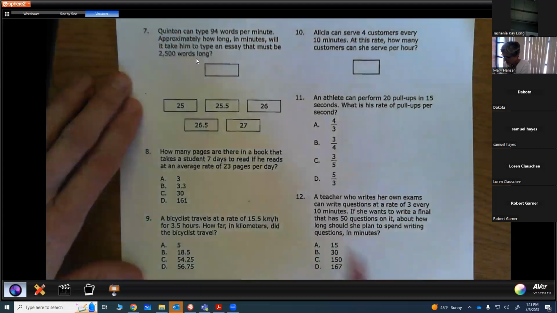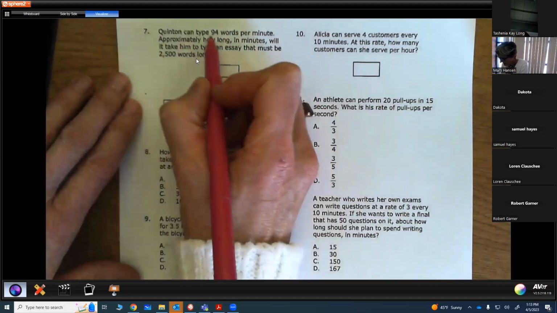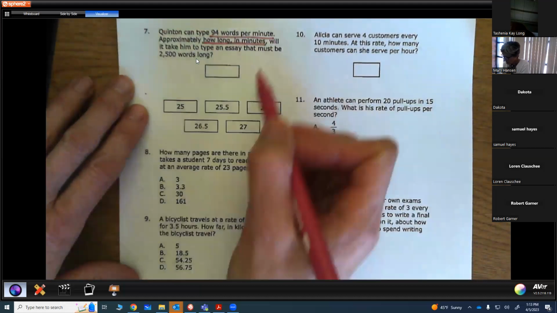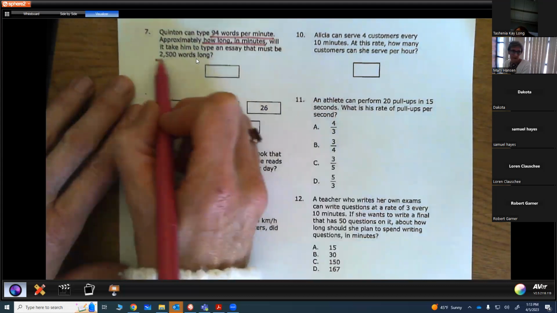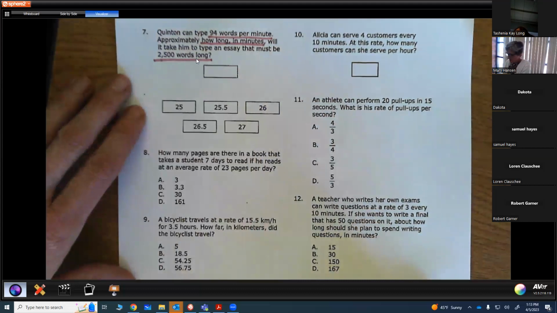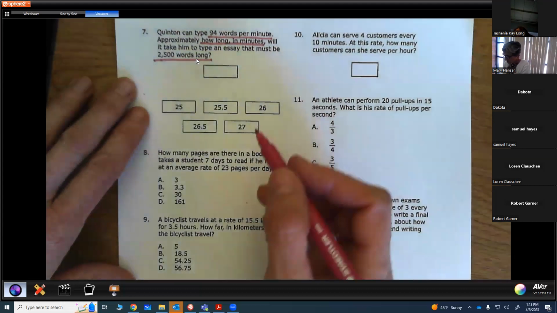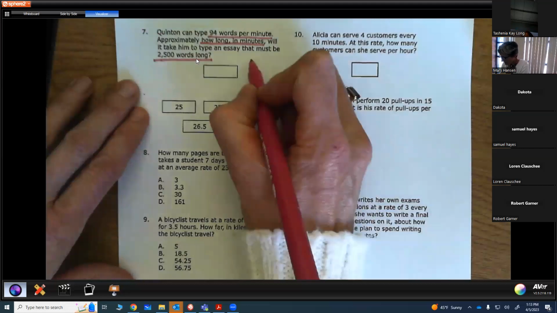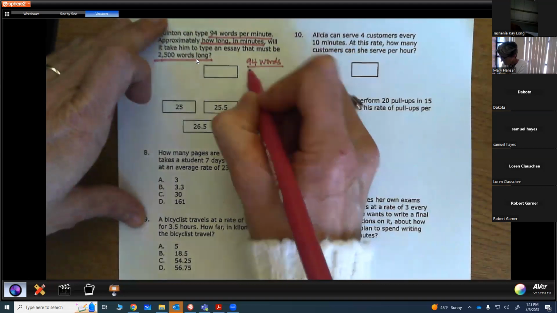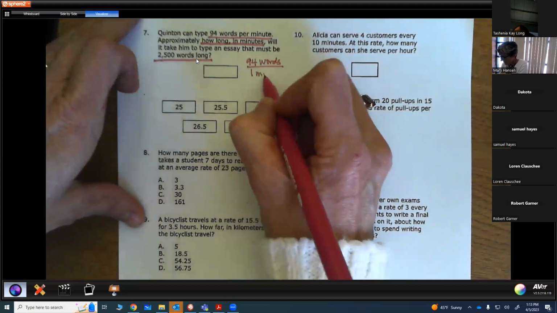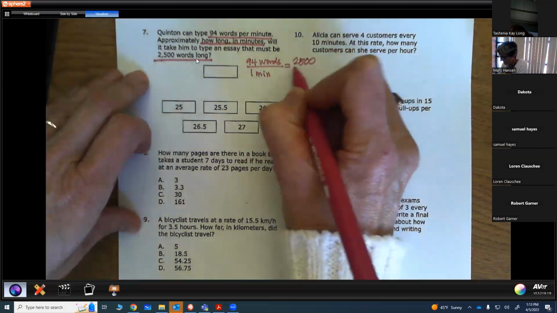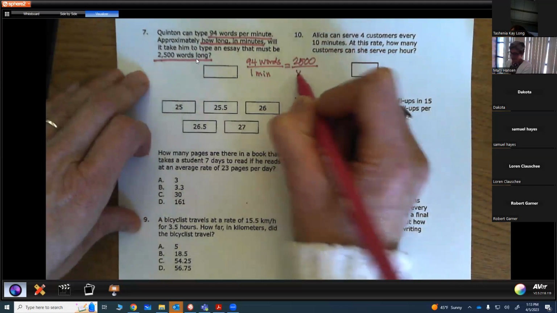So for number 7, it says Quentin can type 94 words per minute. And it wants to know how long, in minutes, it will take him to type an essay that has to be 2,500 words long. So there's a number of ways to do this. If you use ratios, then you could say that he can type 94 words per minute means per 1 minute. And we want to know if he has 2,500 words, how many minutes will it take him?